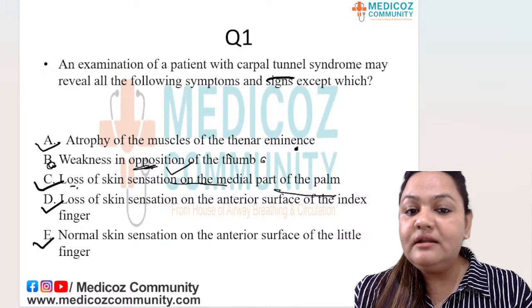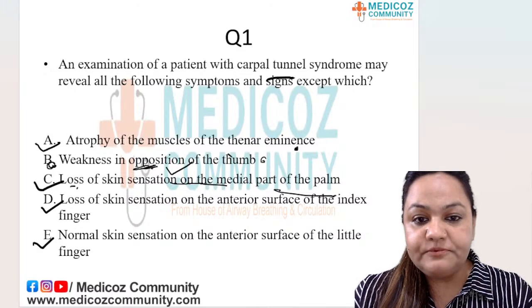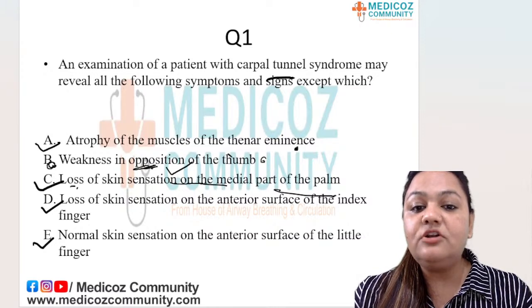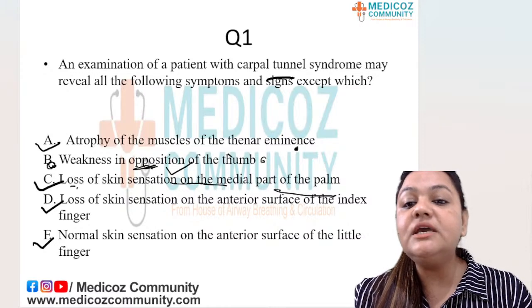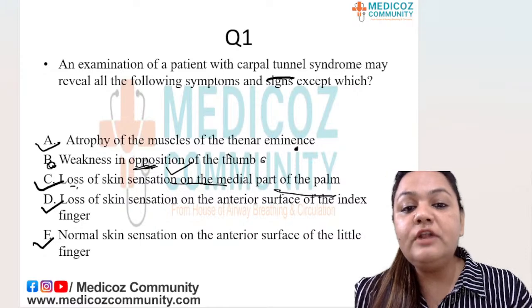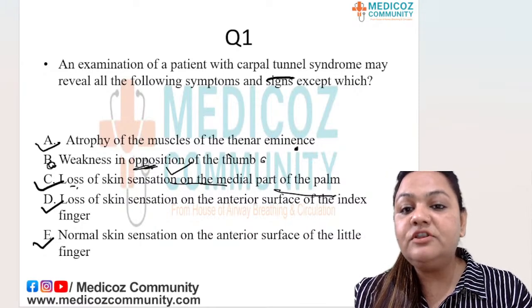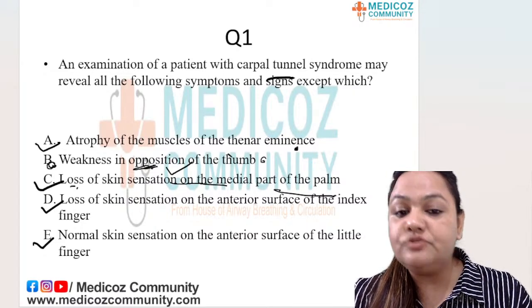So in carpal tunnel syndrome, out of all these options, this option C, that is loss of skin sensation on the medial part of the palm, you will not get this sign whenever there is carpal tunnel syndrome.